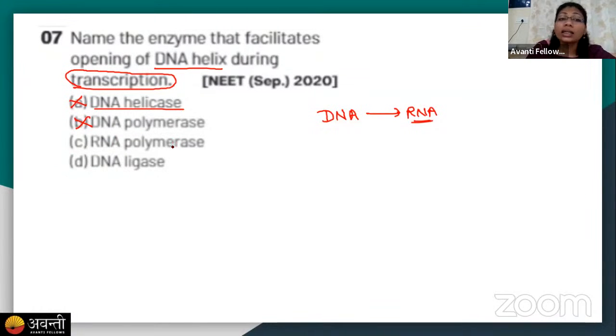Next is the RNA polymerase. That means the synthesis of RNA. Let's see the last, DNA ligase. The work of ligase is to bind the DNA, right? But we are not binding something. So RNA polymerase, as you know, in prokaryotes is the only enzyme which is responsible for the opening of the DNA. When the RNA polymerase binds to the promoter region, it leads to the opening of DNA, right? And the synthesis of RNA. So instead of option D, the correct answer is option C, that is RNA polymerase.